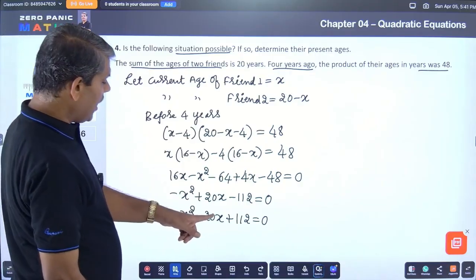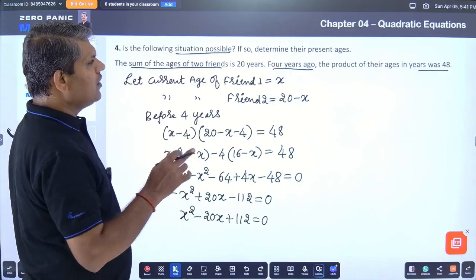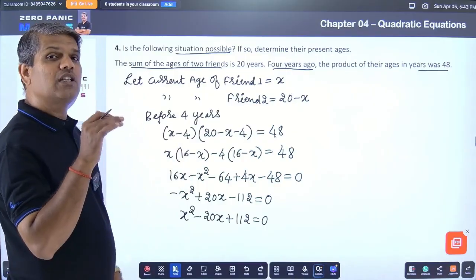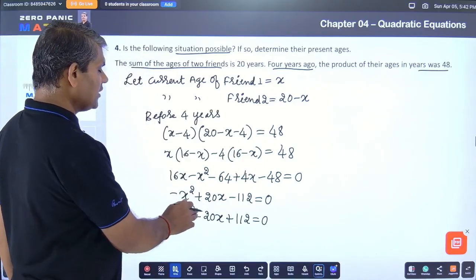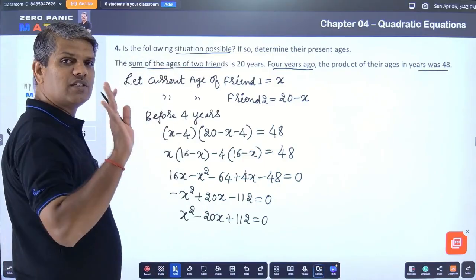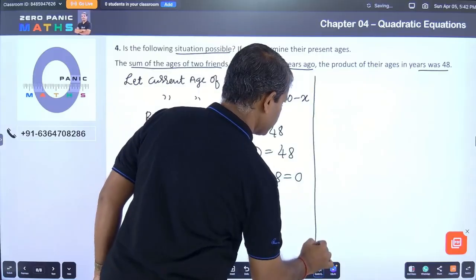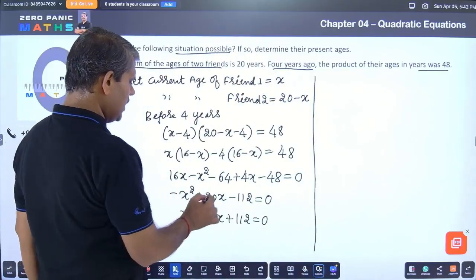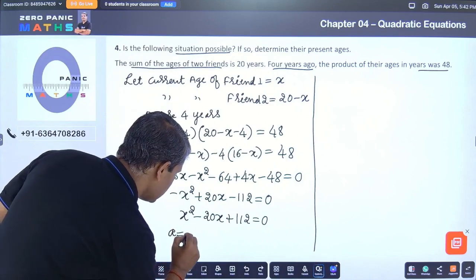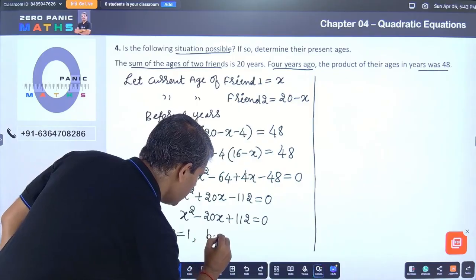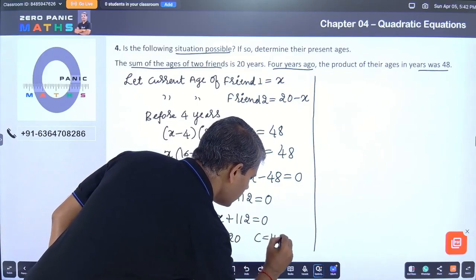Now we have to find the discriminant using this quadratic equation and find out whether the discriminant gives us the nature as real. If real, then the situation is possible, else the situation is not possible. So what is a here? A is 1. What is b? B is minus 20. And what is c? It is 112.